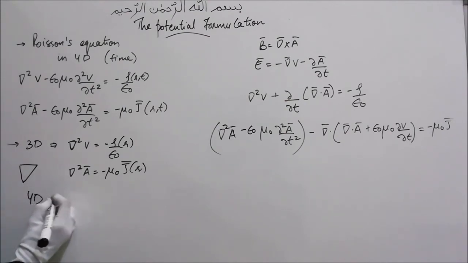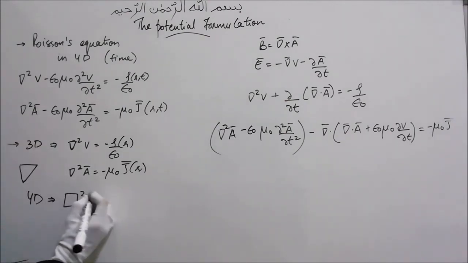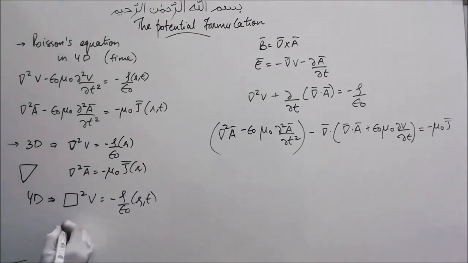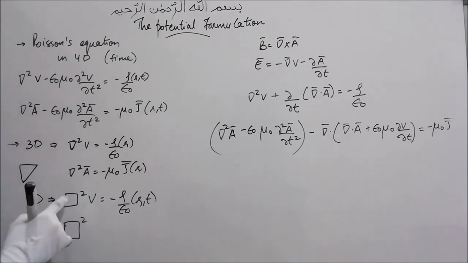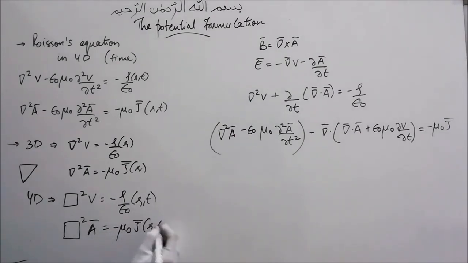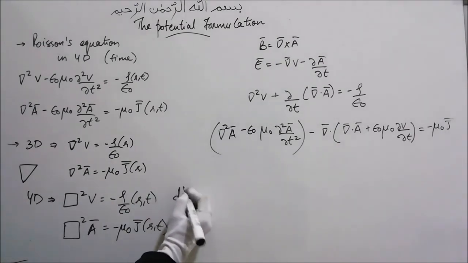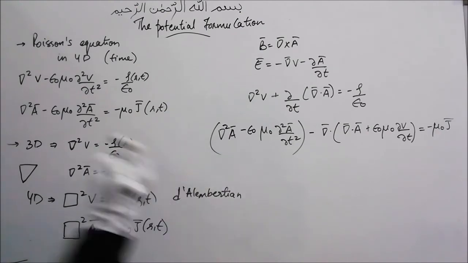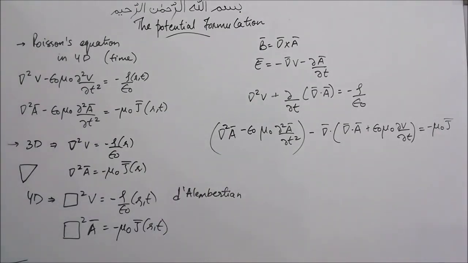And in 4 dimensions you can represent this as del squared V is equal to minus rho upon epsilon naught, where rho is a function of R and T. This symbol is not del, it is called the D'Alembertian. So, the D'Alembertian of A is equal to minus mu naught J bar of R, T. So this becomes our equation in 4 dimensions. You see, we have 4 lines, it's like a square: 1, 2, 3, 4. And in 3 dimensions we had 3 lines, right?